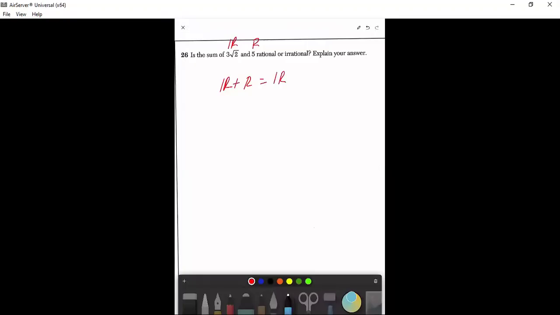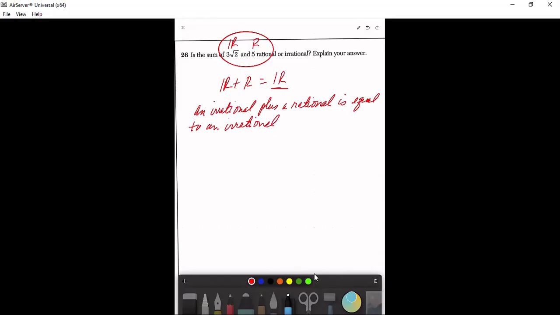Now you can write this because I've labeled these, and then I put them together. I said that it's going to be irrational, and you can say something to the effect: an irrational plus a rational is equal to an irrational. Now, that's always going to be true. An irrational plus a rational is always equal to an irrational. That's it. Now, that's all you need to do in order to get full credit here.